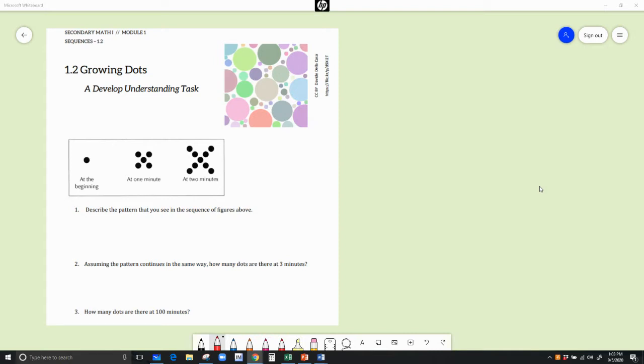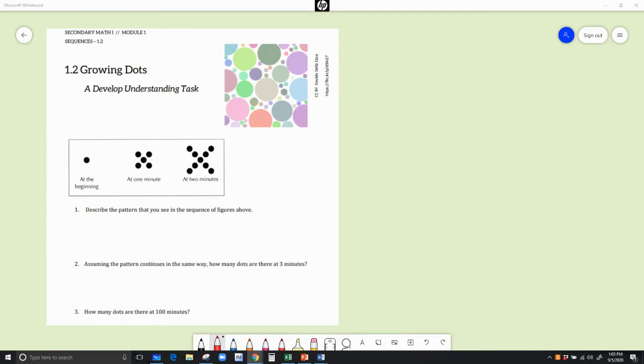Today, we're going to do one of my favorite tasks in all of Integrated Math 1. We've talked about this a lot as math teachers, and I've taught this lesson a whole bunch of different times. So this task is called Growing Dots, 1.2, which stands for Chapter 1, Lesson 2. We skipped the first lesson because I don't like it. So with that being said, let's take a look.